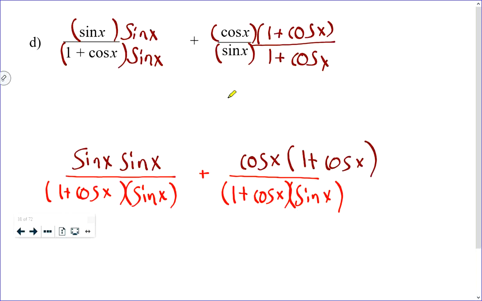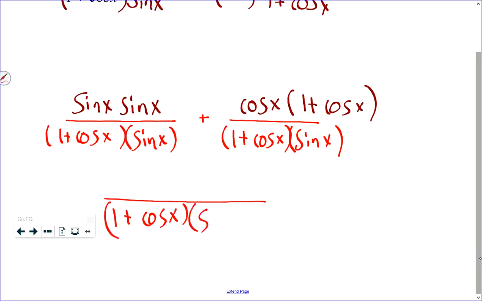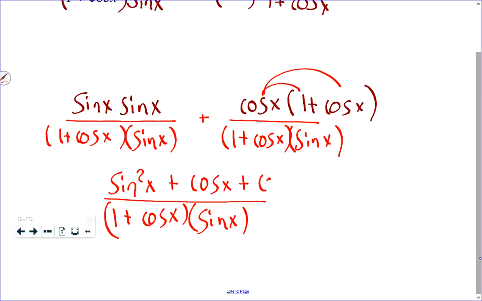Now, for reasons that, again, I don't want to explain right now, don't multiply out the bottom, but multiply out the top when you put them together. On the top of this entire fraction that is over 1 plus cosine of x multiplied by sine of x, we have sine squared of x plus... the sine of x times the sine of x gives us sine squared. Plus, I'm going to expand this out and get cos x plus cos squared of x.